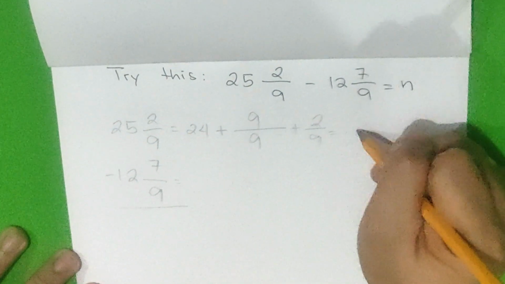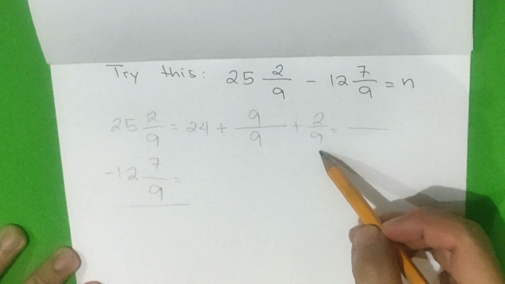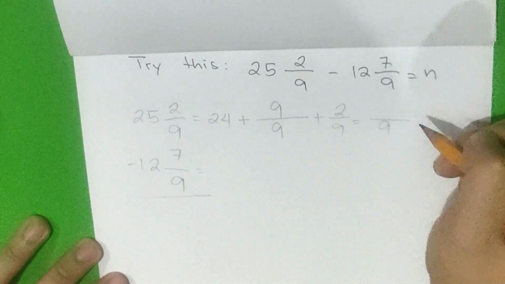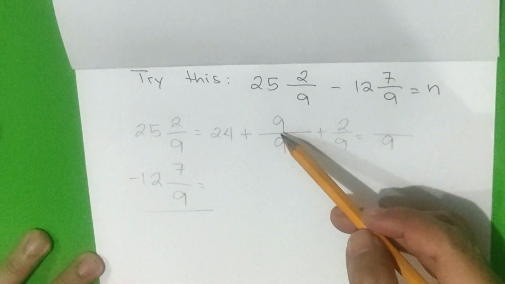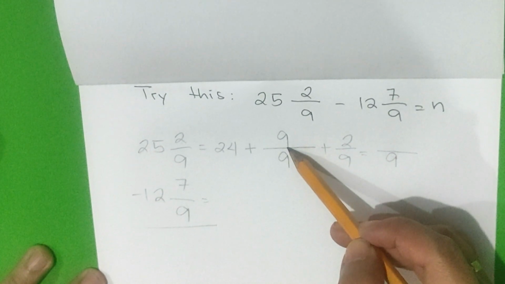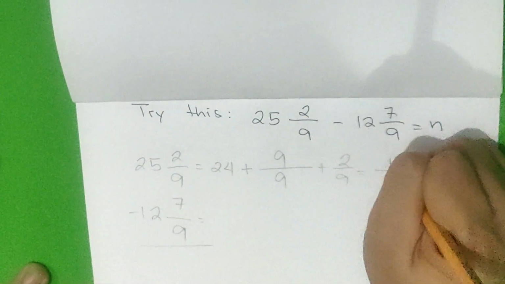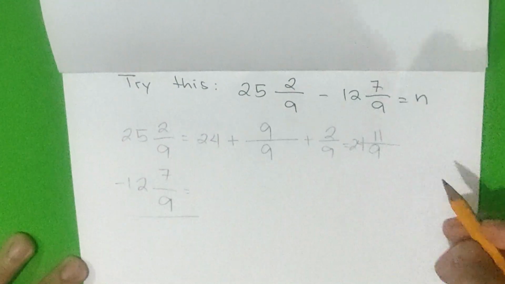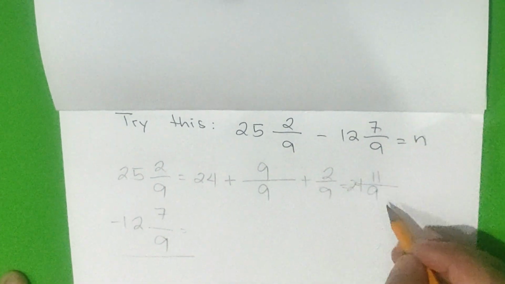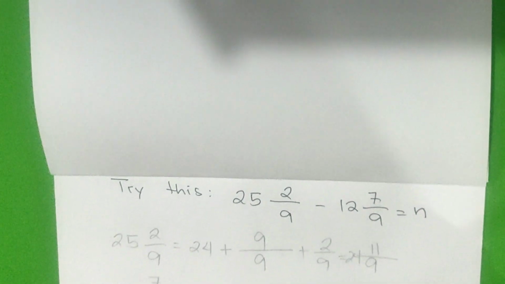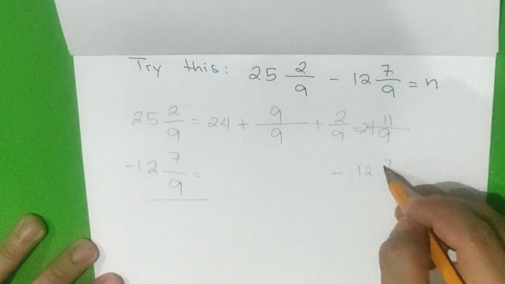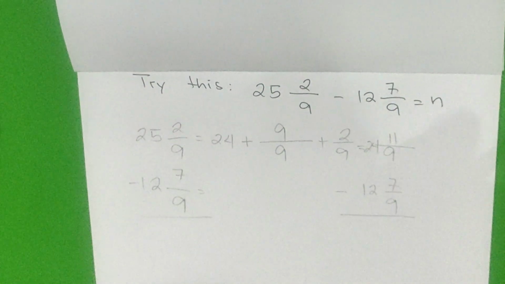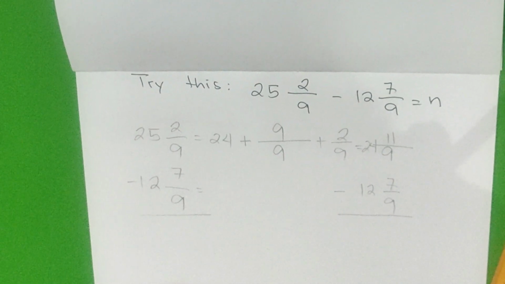Let's add them together. Since the fractions are similar, let's copy the denominator 9 and add the numerators 9 and 2. So 9 plus 2 is equal to 11. And don't forget the whole number 24. So this is our new minuend. Then let's subtract 12 and 7/9.